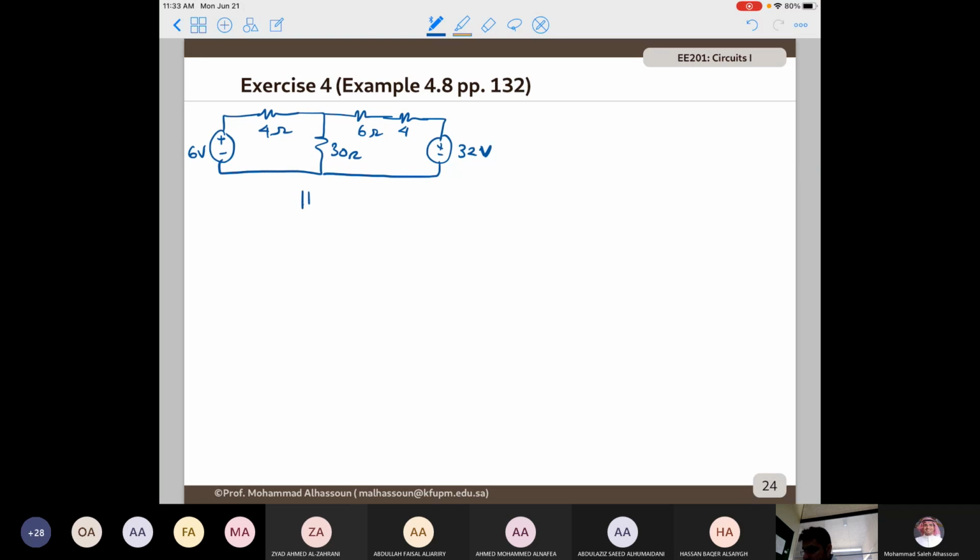Okay, so now I need to combine the 4, and again here the 10, I forgot it. So I need to combine the 4 and the 10, 4 and 6 and 10, so the combination will be 20. And in this case, I have 6 volts.